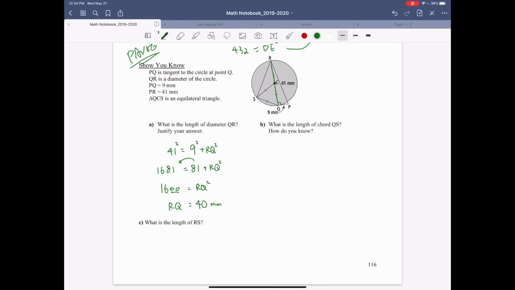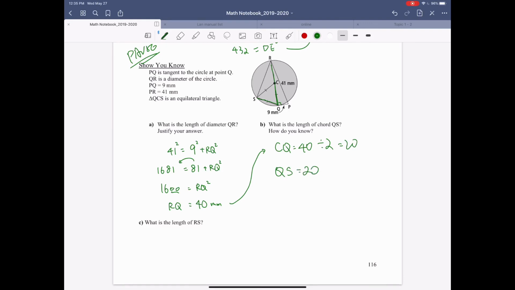What is the length of the chord QS? QS here, we don't know QS, but we can know CQ. CQ is basically the radius, 40 divided by 2. Okay, so it's 20 here, so QS is therefore 20 as well, because it's an equilateral triangle.